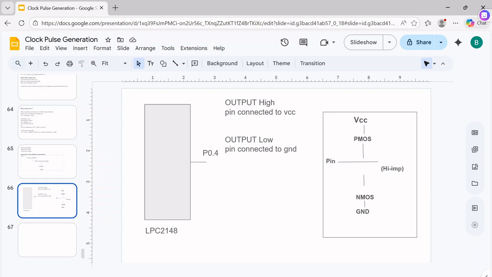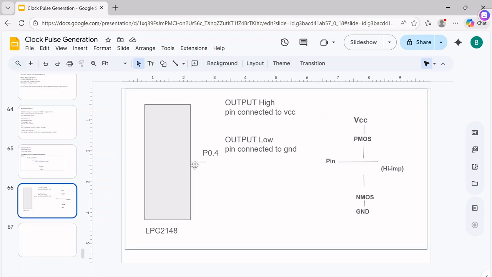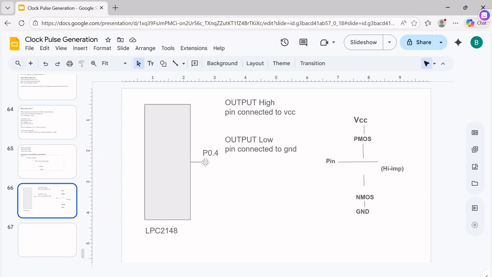This one is a P channel MOSFET, this one is an N channel MOSFET, and this is the microcontroller pin. This one is VCC and this one is the ground. So in general, this PMOS transistor, that is the P channel MOSFET, is connected to VCC and the N channel MOSFET is connected to ground. But now I configured this pin in input mode. Input mode means now this pin is in a floating state, that is, high impedance state.